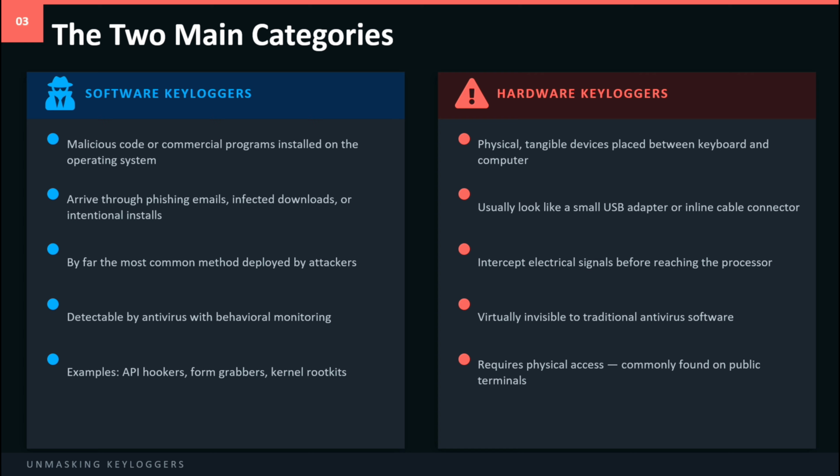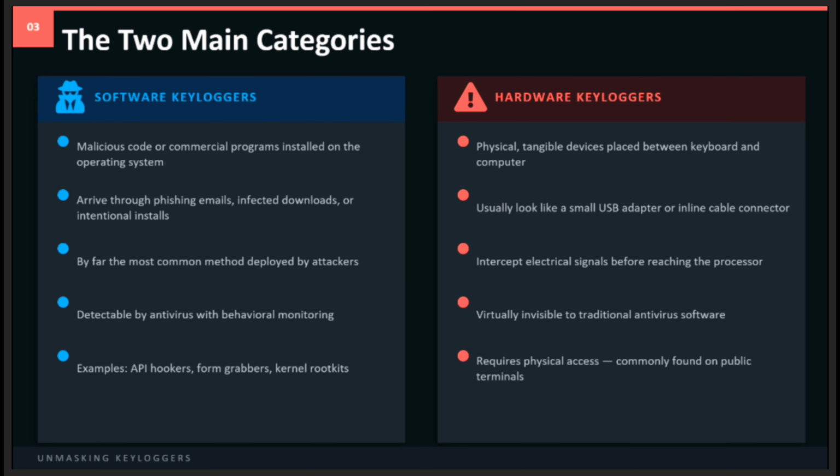How does it get on your computer? There are three main ways it can be installed on your machine. Okay, one is phishing emails. You get an email that looks like it is from your bank or a courier company. It has an attachment. You open it. Okay, the keylogger instantly and silently runs in the background.